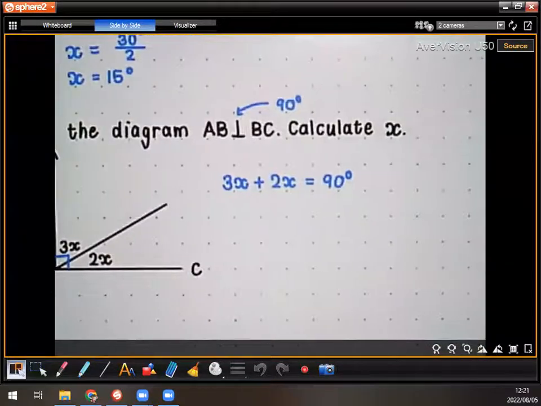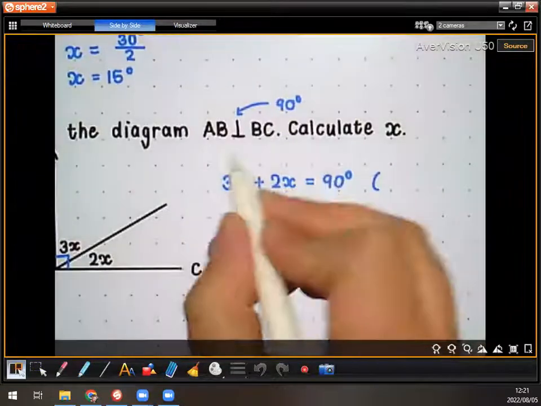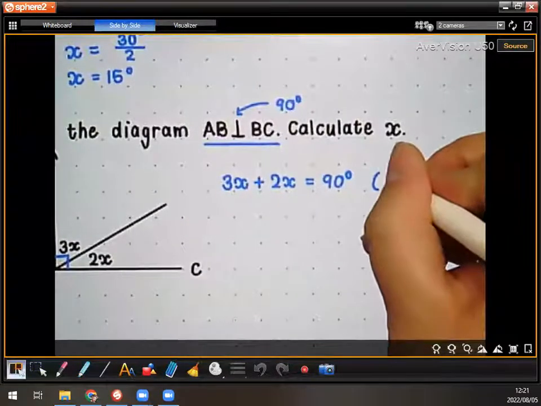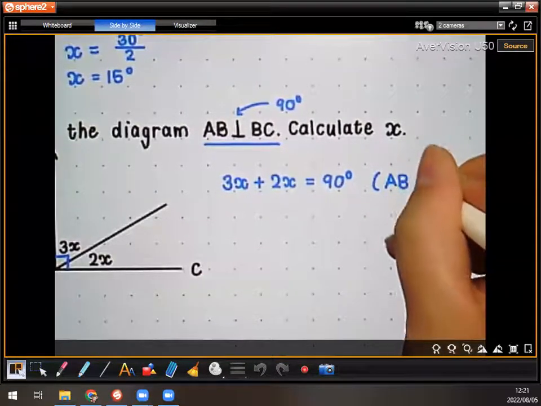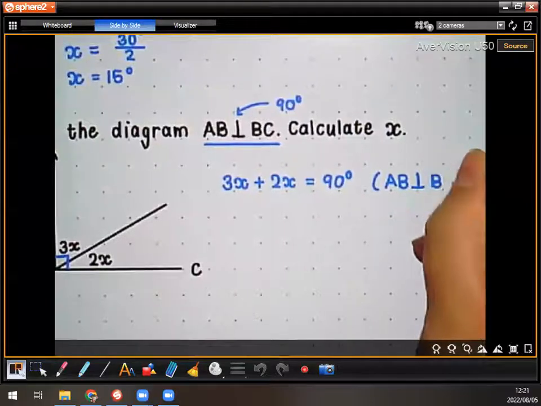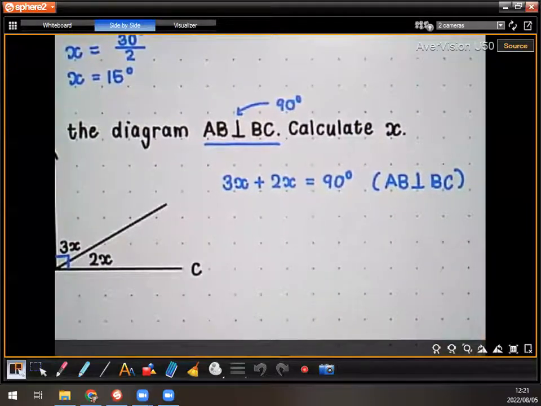And guys, the reason for that, you can actually just write what they wrote here. You can just say that that angle is 90 degrees because AB is perpendicular to BC. There isn't another reason in words, like we have for the other. We can just say AB is perpendicular to BC.